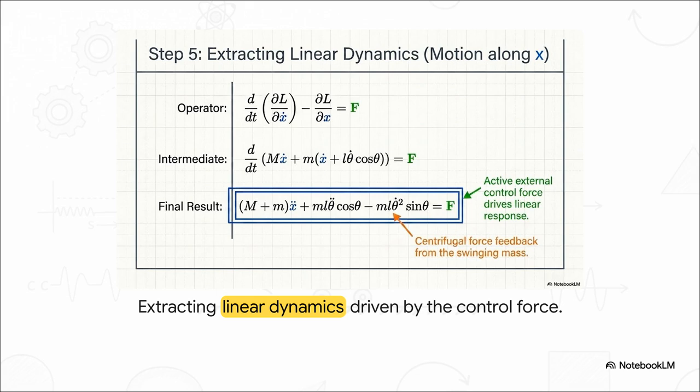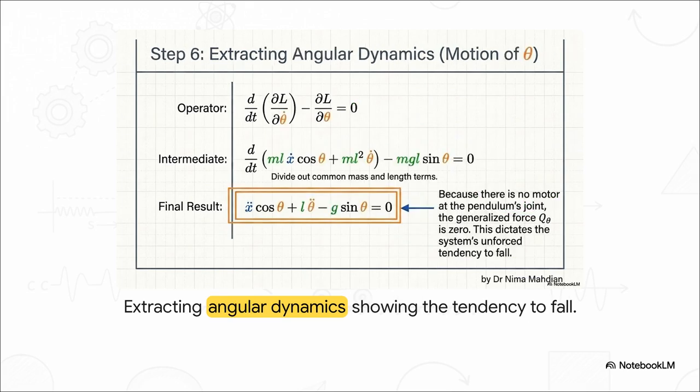This is the official equation of motion for the cart. Notice how the right side of the equation equals F. That tells us the linear response is actively driven by our external control force. But look over at the left side. We've got the combined mass undergoing linear acceleration, but it's modified reactively by that centrifugal force feedback pouring in from the swinging pendulum mass.